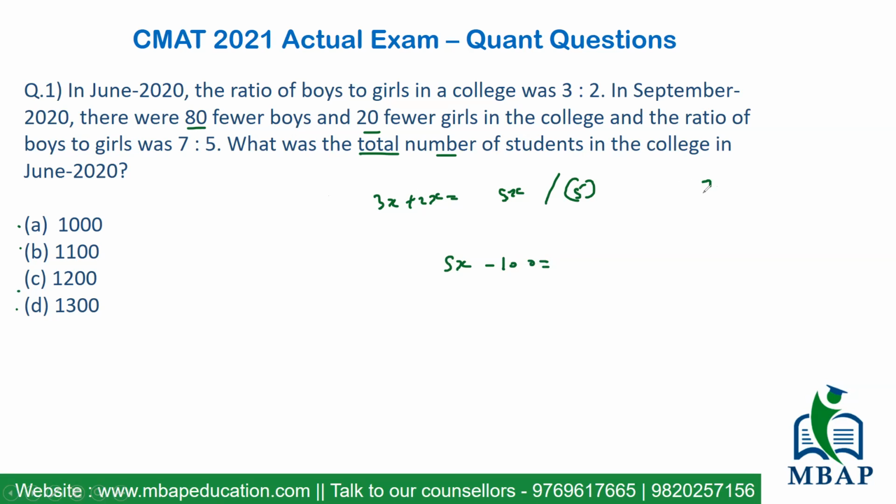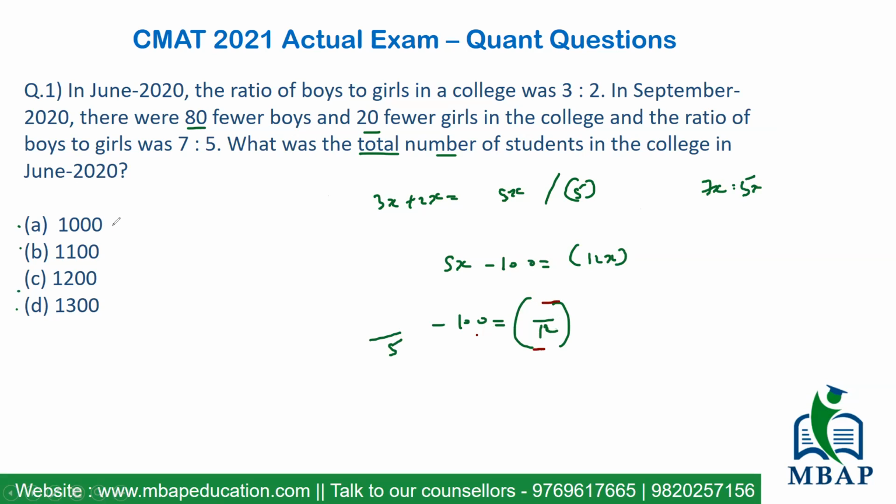The new ratio has to be 7x is to 5x, so a total of 12x, which means initially there has to be a value which is divisible by 5. If you subtract 100 from the same value, the new value should be divisible by 12. That's the only component I have to look into. I repeat, I need a value which is divisible by 5. If I remove 100 from it, the new value should be divisible by 12.